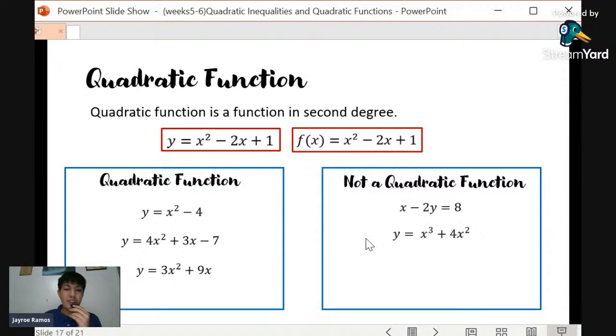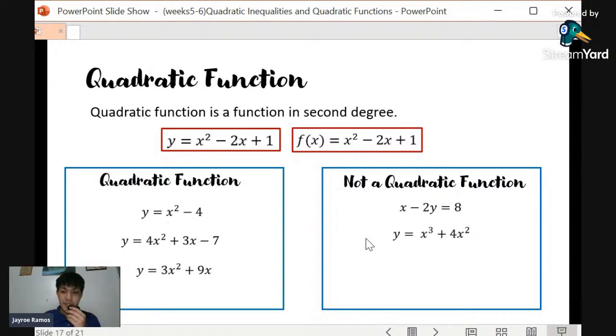Y is equal to x cubed plus 4x squared. Or y is equal to x raised to 3 plus 4x raised to 2. Itong pangalawa, bakit hindi siya quadratic function? O may squared na yan. Bakit hindi pa rin siya quadratic function? So who can tell me? Why is it not considered as quadratic function?